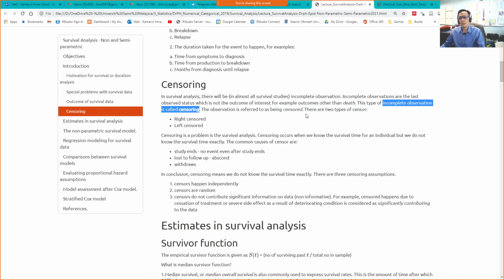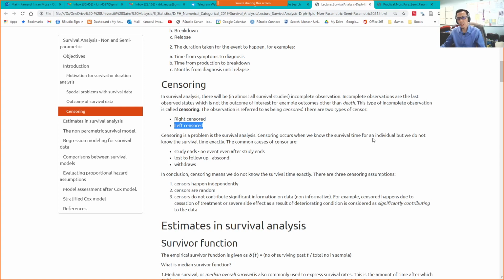There are two types of censor: right censor and left censor. Mostly we will deal with right censor problems. Left censor is something that happened before the start of the follow-up, so you might want to read up on the concept of left censor. Censoring is a problem in survival analysis.